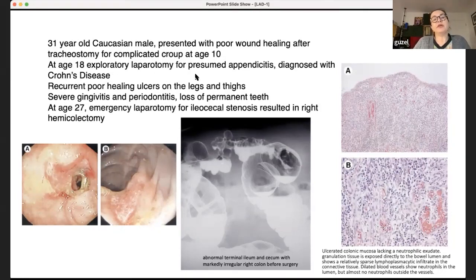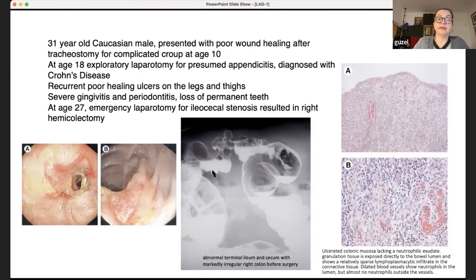But before that, at age 18, he went into the OR for a presumed appendicitis, but during the surgery, he was diagnosed with Crohn's disease, which mimicked appendicitis. So it was like ileocecal involvement. He received medical treatment for Crohn's disease, which kept it on and off quiet. But in the meantime, he had recurrent poorly healing ulcers all over the legs and thighs. Then he developed severe gingivitis and periodontitis, and lost his permanent teeth. At age 27, he had to go through another emergency laparotomy, this time for ileocecal stenosis of the end of the small intestine, and ended up having a hemicolectomy.